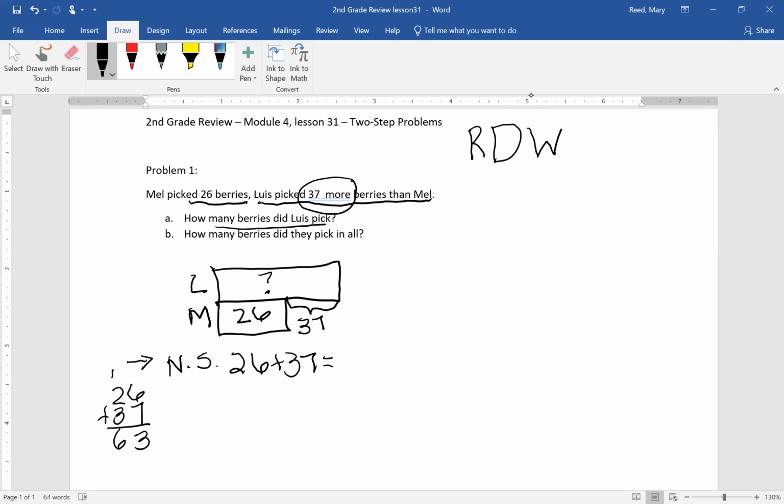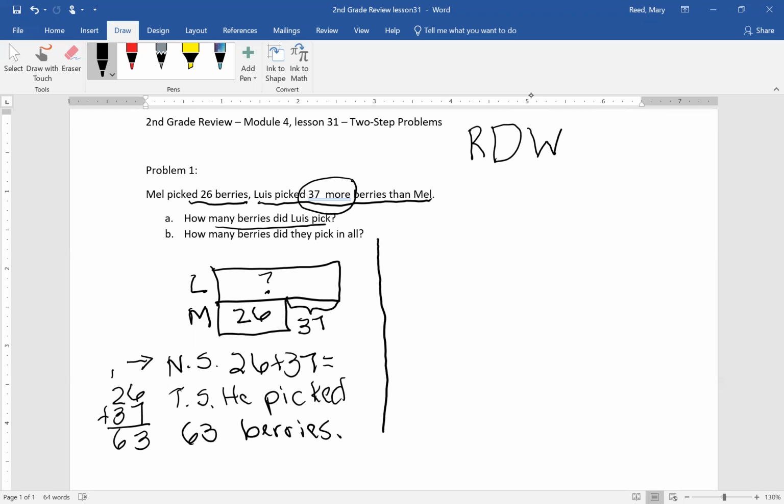So how many berries did Lewis pick? Now we need my target sentence. Yes, he picked 63 berries. And that makes sense because I know Mel picked 26 and he picked more, so he picked 63 berries. Now, a lot of times with a two-step problem, I probably should have done this in the beginning, we want to split our work area in two, and then we can have space to do both of the problems that we have to work on.